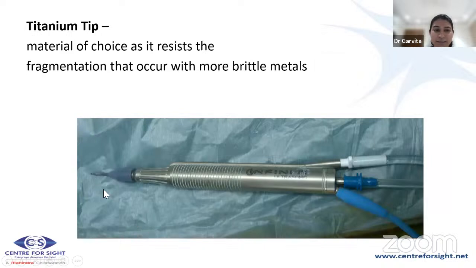This is a titanium tip. Why titanium? Because it resists the fragmentation which can occur with brittle metals. So this is the titanium tip. This contains the transducer, and these are the 3 lines that are connected to a phaco probe, and this is the silicon sleeve over it.